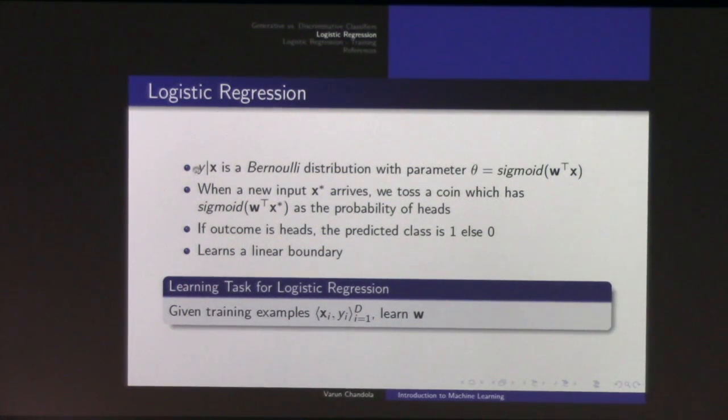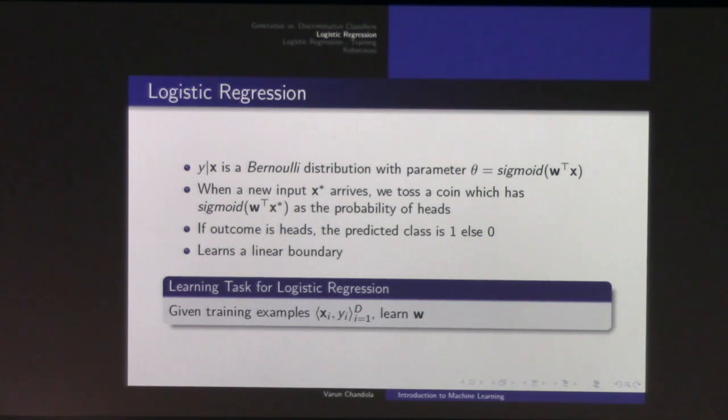In logistic regression, we assume that y is a Bernoulli distribution, okay? Now Bernoulli is your coin tossing, so of course it has one parameter, which is theta, and theta is computed as sigmoid of W transpose x. The reason we use sigmoid is because that squashes your W transpose x to be between 0 and 1. Because remember, when we are doing coin tossing, your theta needs to be between 0 and 1 because it's a probability, right? So that's easy to understand.